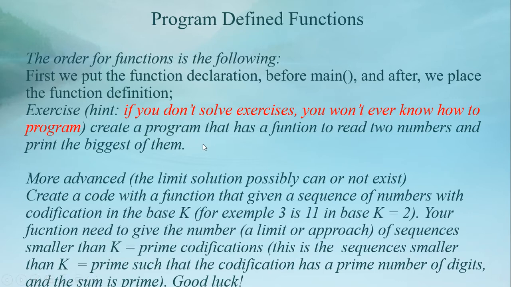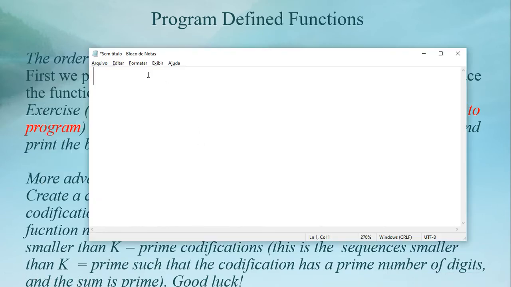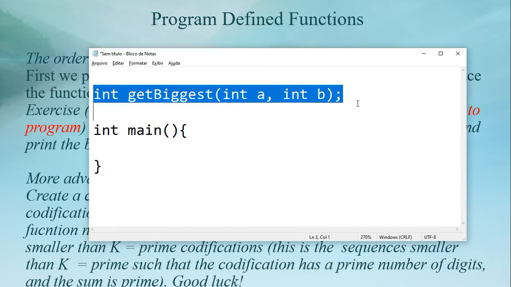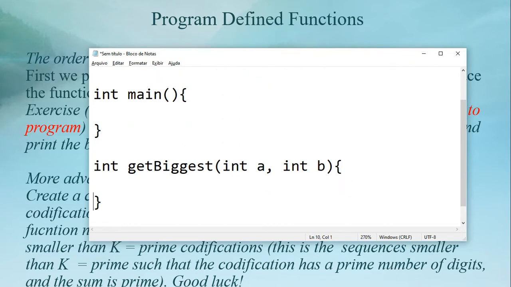Create a program that has a function to read two numbers and print the biggest of them. So I'm gonna use this pad block of notes, not code blocks, because code blocks are not good. So we will need a main function this way here, and we will declare our function. It will return int, so we are considering integer numbers, and it will be called get biggest, and we are gonna pass two parameters, two numbers a and b. And so we are going to copy this in here. We have declared, and we will define it.